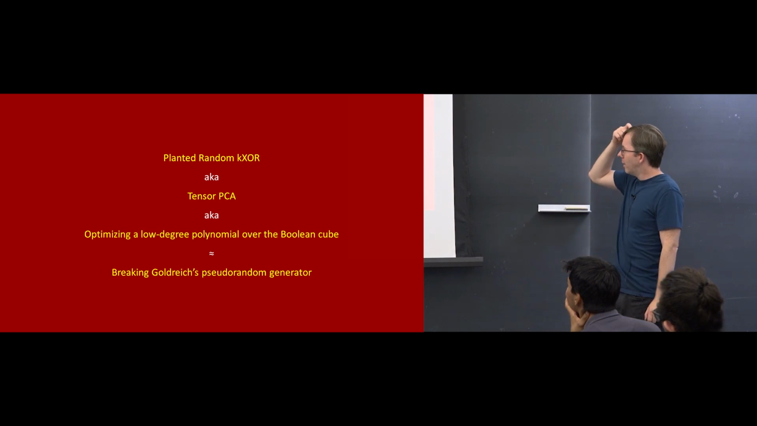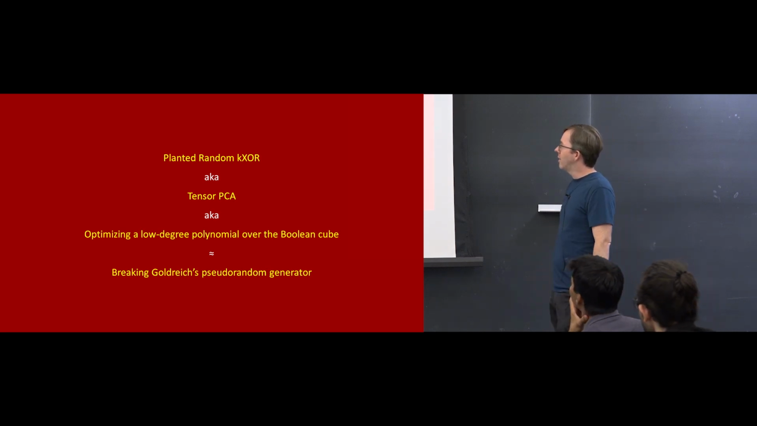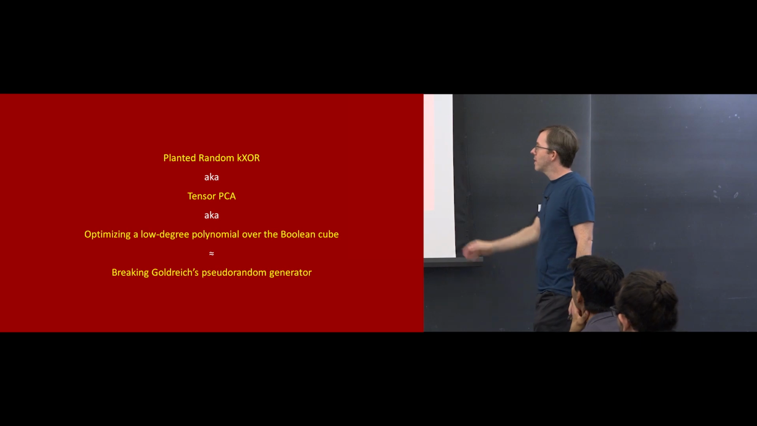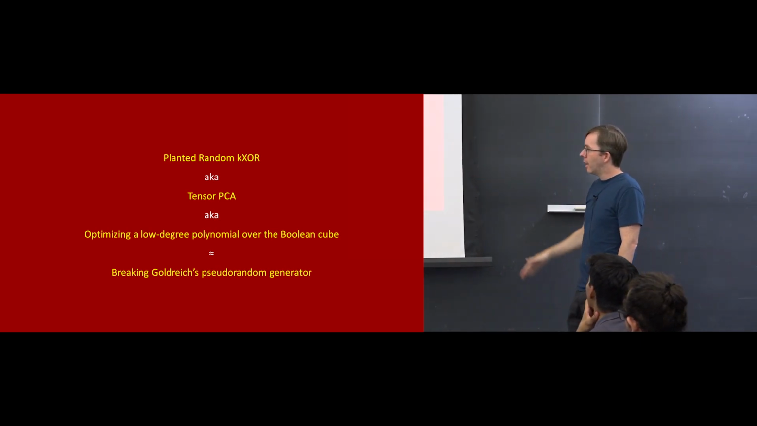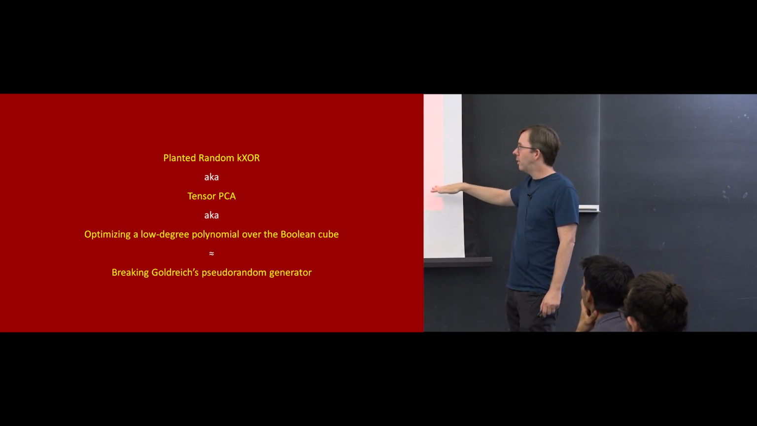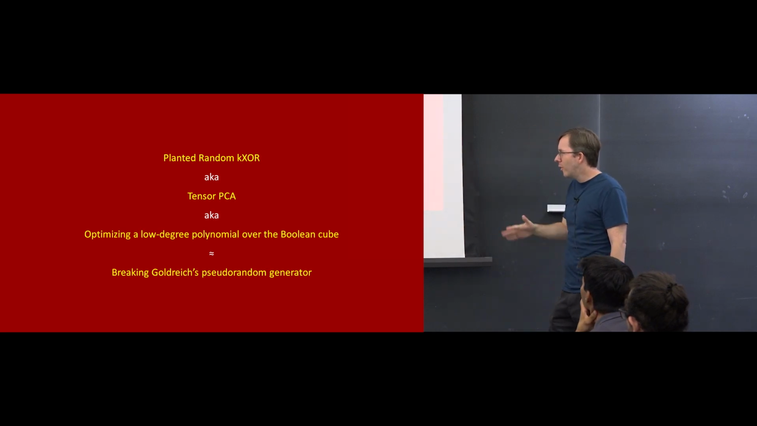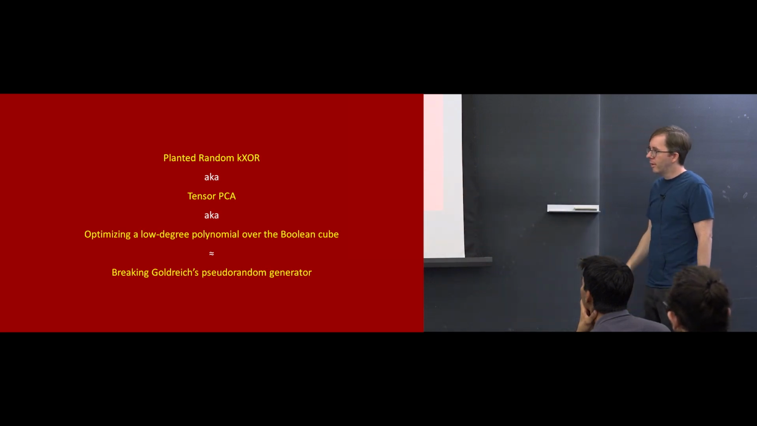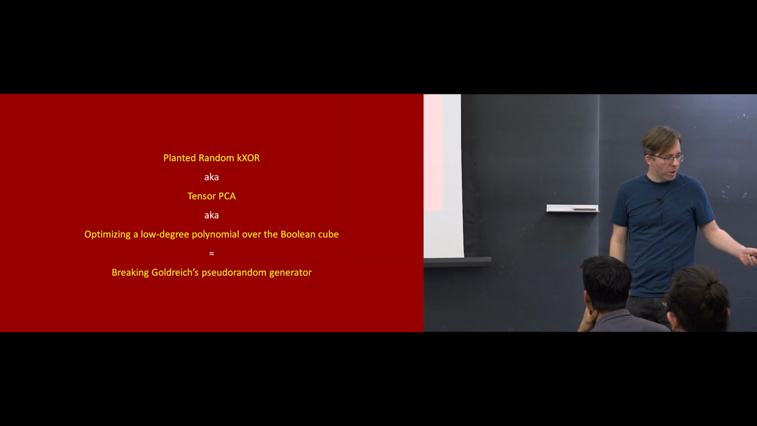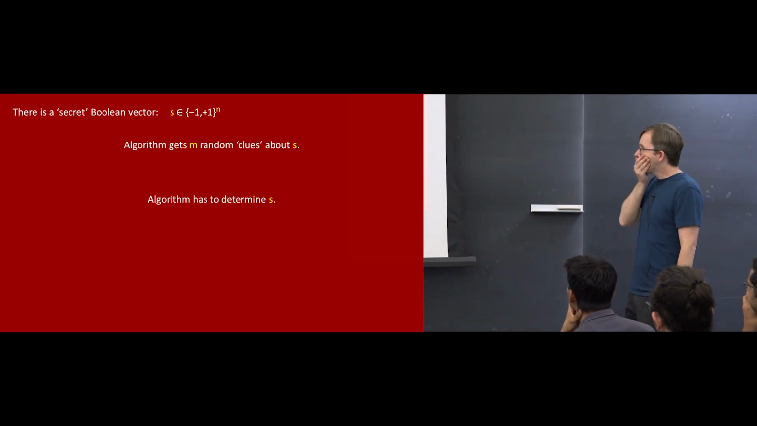Okay, so the algorithmic task that we're going to study doesn't have a very clear name. Maybe it's the planted random k-XOR problem, or some people call it tensor PCA. It's kind of like optimizing a low-degree polynomial over Boolean inputs. It's also related to the cryptographic task of breaking Goldreich's pseudorandom generator. So I don't exactly know the name, but I'll just tell you the problem on this next slide.